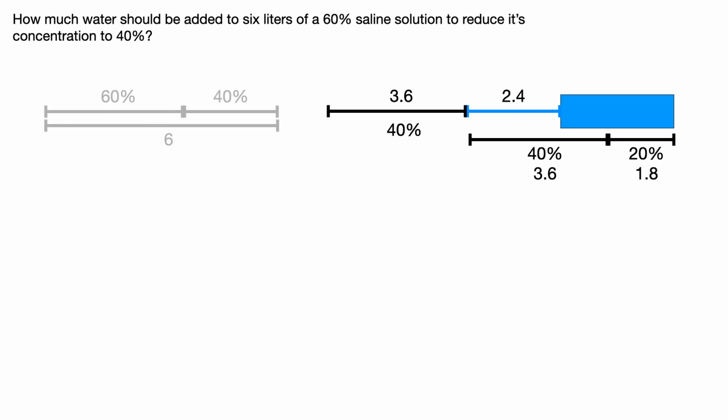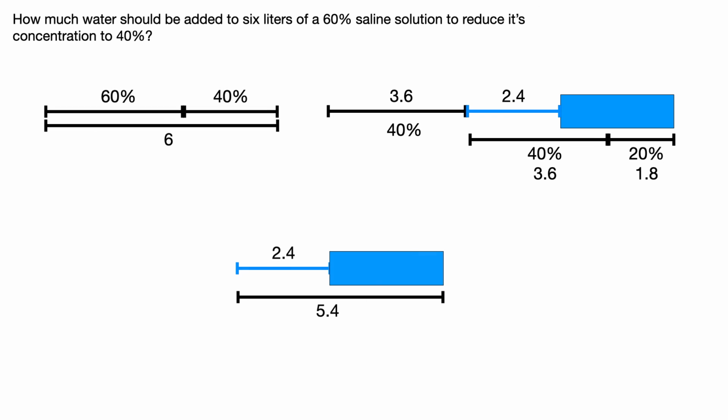And looking at those measures, focusing on just the water portion, we can determine the amount of water because we know that the entire span here is supposed to be 5.4, and we already had 2.4. So in order to dilute the solution to 40%, we need to add 3 liters of water.